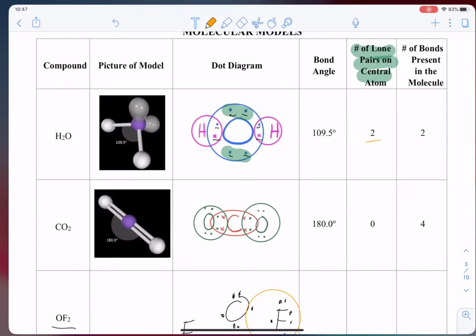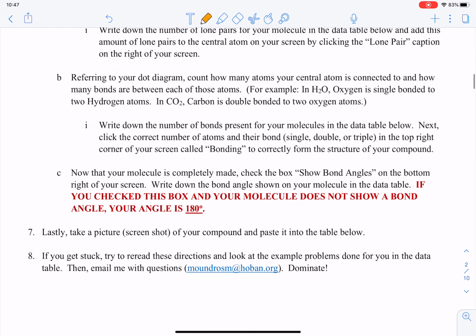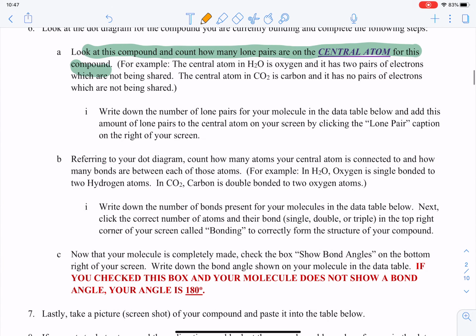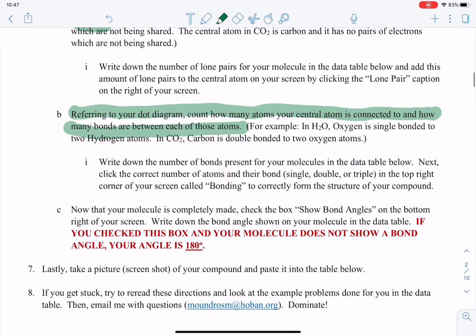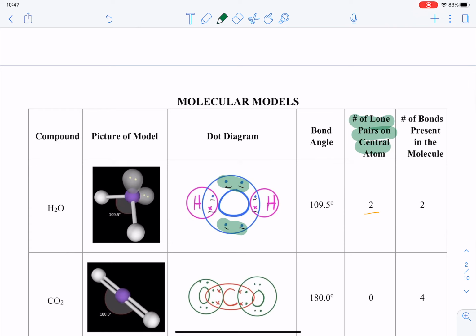Okay. Next, if we look at letter B, count how many atoms your central atom is connected to and how many bonds are between each of those atoms. So if we go back to water, oxygen is single bonded to 2 hydrogen atoms, right? We have 1 bond here and one bond here. 2 electrons equals 1 covalent bond, right? They are sharing electrons. So number of bonds present in the molecule, you're going to write that here.